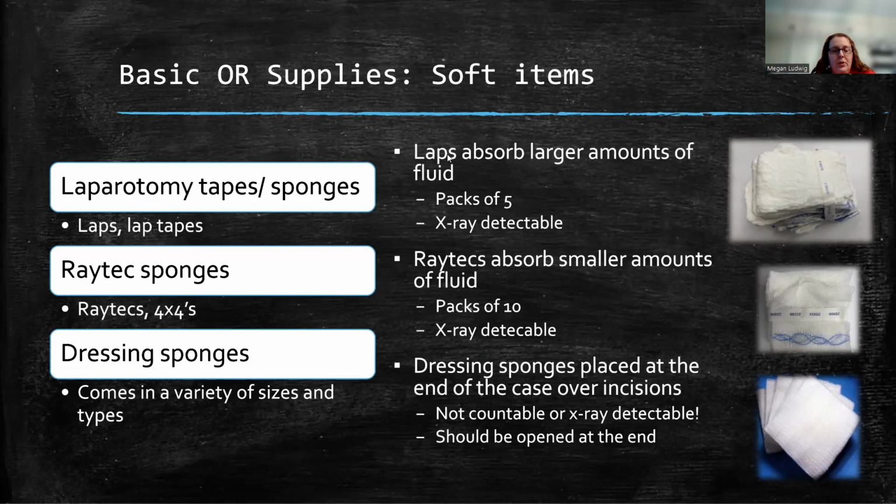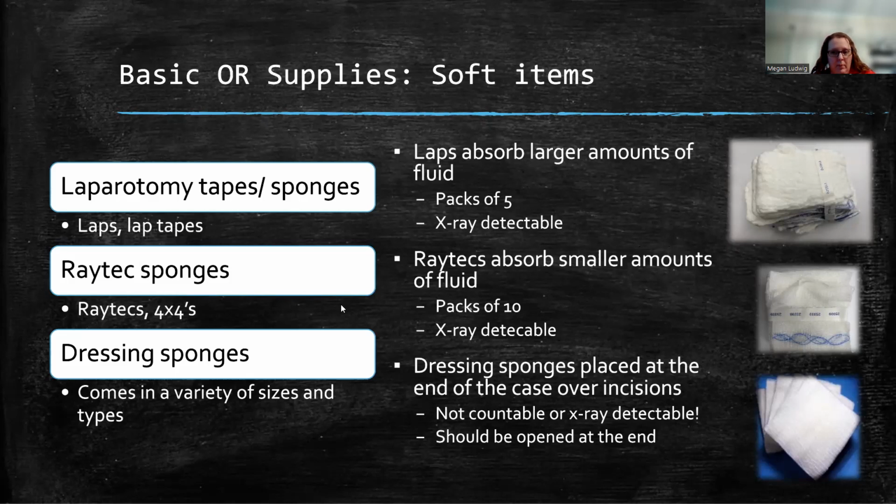That is typical. Laps absorb larger amounts of fluid, and it's kind of hard to see in this picture, but you can see where it's darker here, laps have a thicker blue strip below it that makes it X-ray detectable. Because these sponges are X-ray detectable, we can put them inside an open body cavity like the abdomen. That way, if for some reason we lose it or we can't find it in our counts, we could bring in a portable X-ray machine and it should show up by that strip. So, packs of 5.